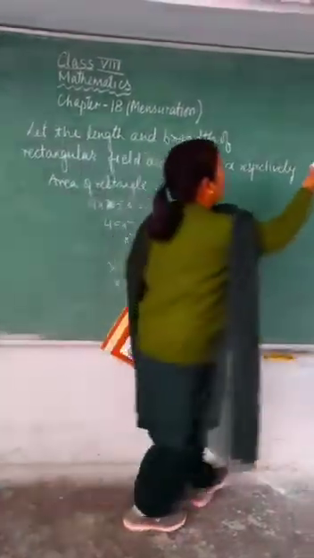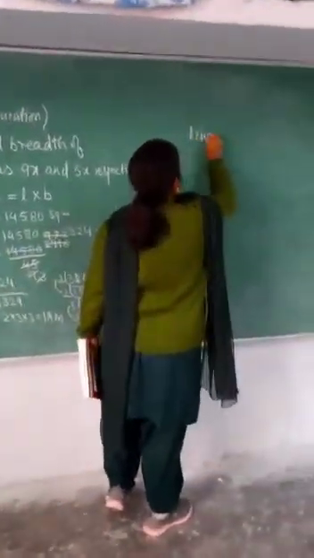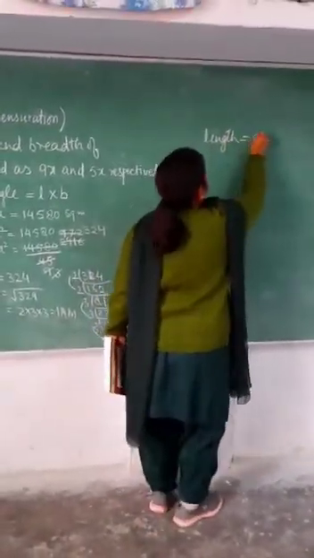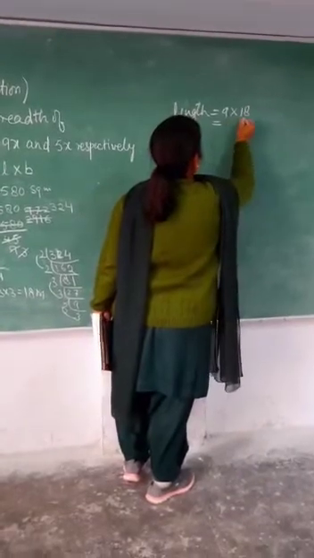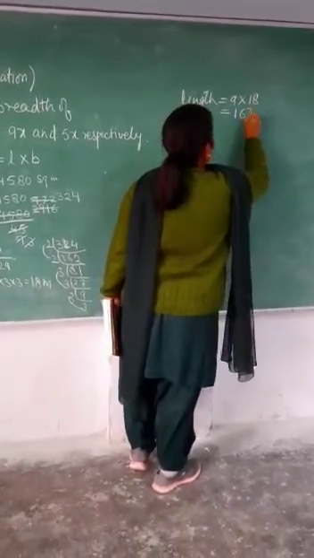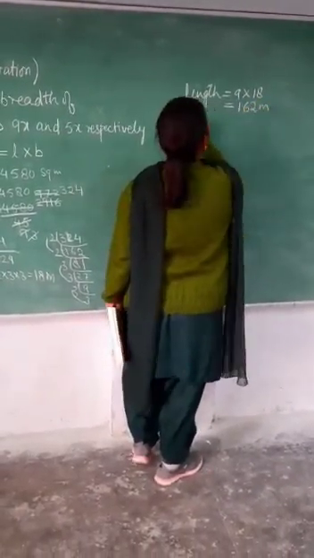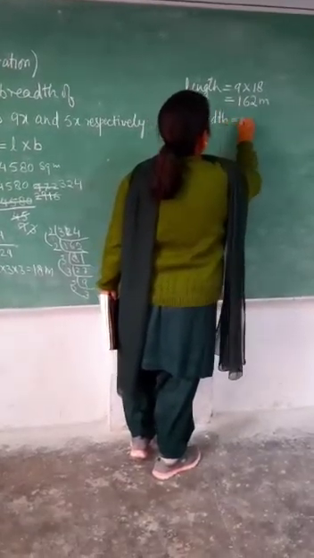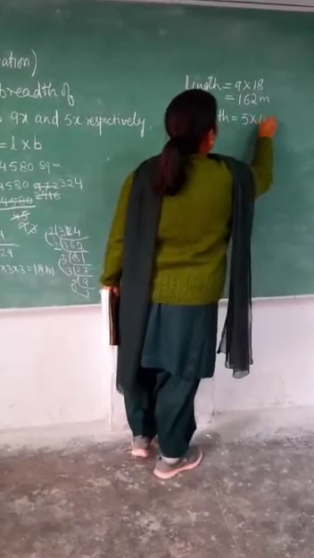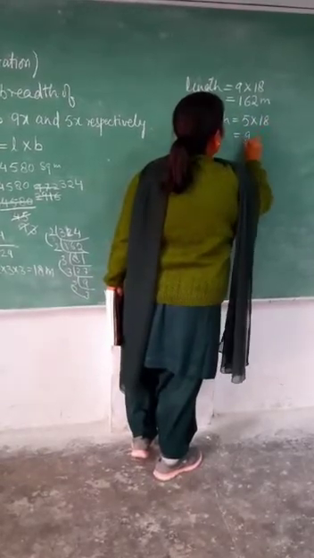It means the length is 9x, 9 into 18, which equals 162 meter, and the breadth is 5x, 5 into 18, which is 90 meter.